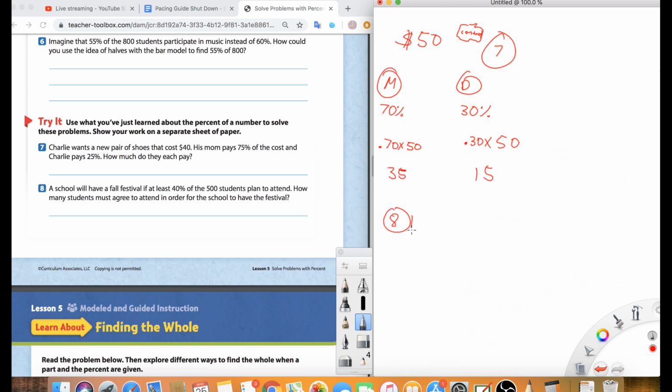So an example. I should put example, I guess. Yeah, example. A school will have a fall festival with at least 40% of the 500 students plan to attend. How many students must agree to attend in order for the school to have a festival?